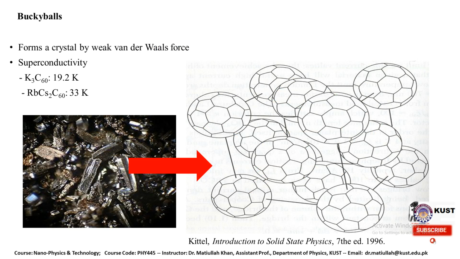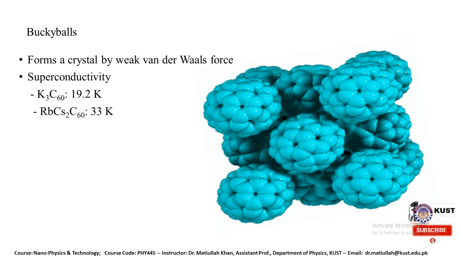So the buckyball structure is really like a football shape, and it forms a crystal by weak van der Waals forces. It is used in superconductivity because some materials, such as K3C60, are superconductors at 19.2 K, and another structure made from Rb2CsC60 has a comparatively high transition temperature of 33 K. So buckyballs are a specific arrangement of atoms, forming a crystal by weak van der Waals forces that shows superconductivity.